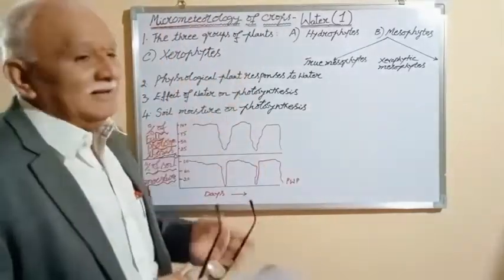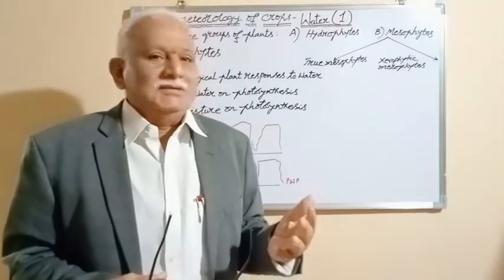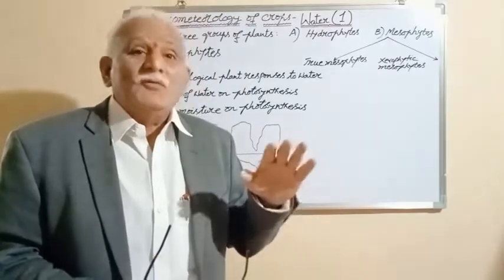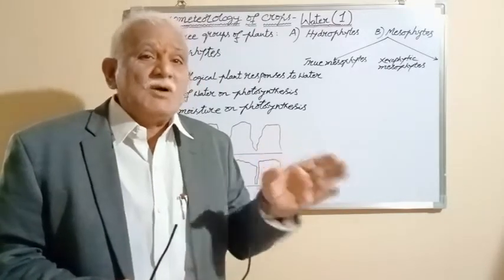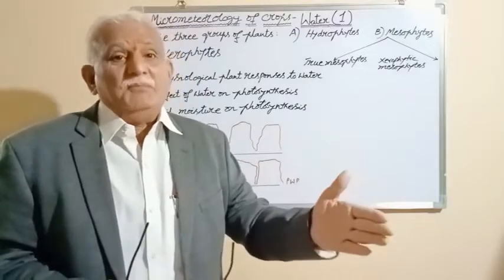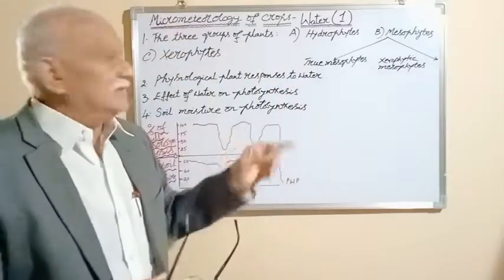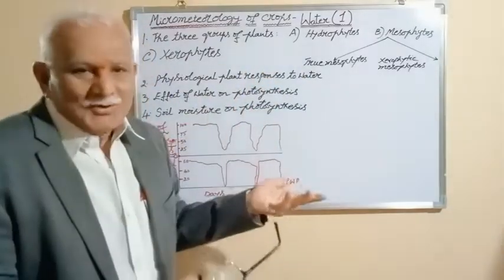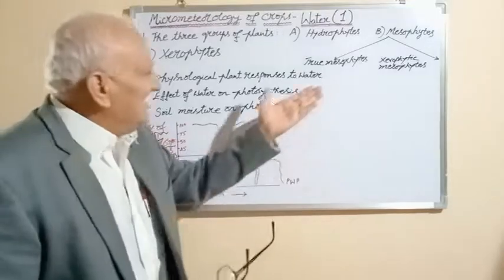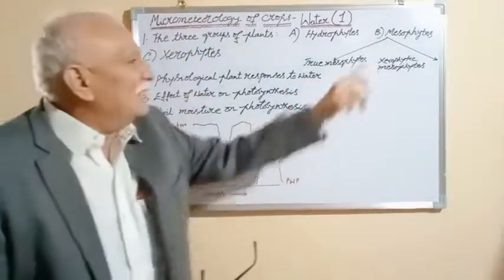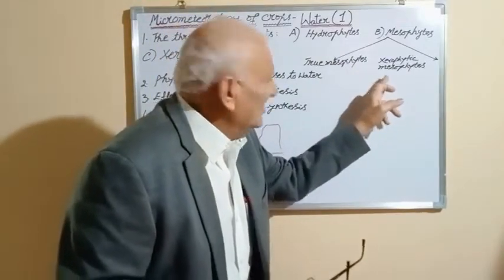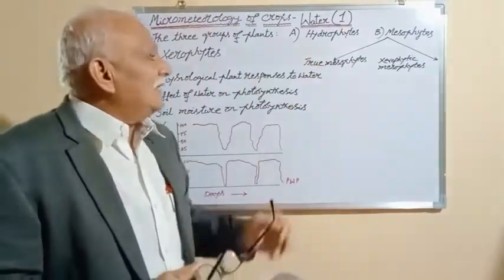Now, fundamentally, as far as our agricultural meteorology is concerned, we, the agrometeorologists, follow three types of plants, particularly micrometeorological-wise. Number one is the hydrophytes. Of course, as you know, they just survive in the water. The second one is the Mesophytes. There are two types of Mesophytes, true Mesophytes and xerophytic Mesophytes.